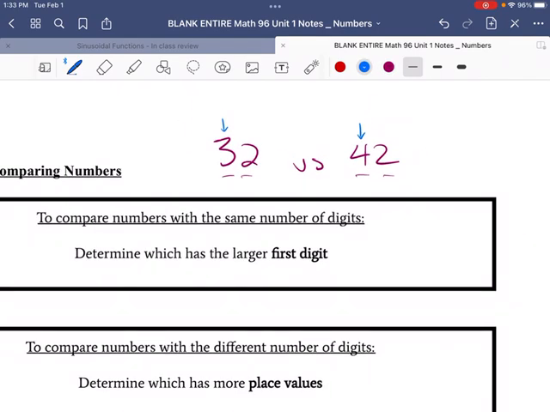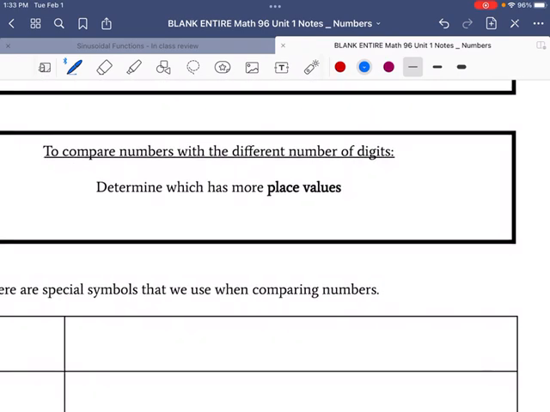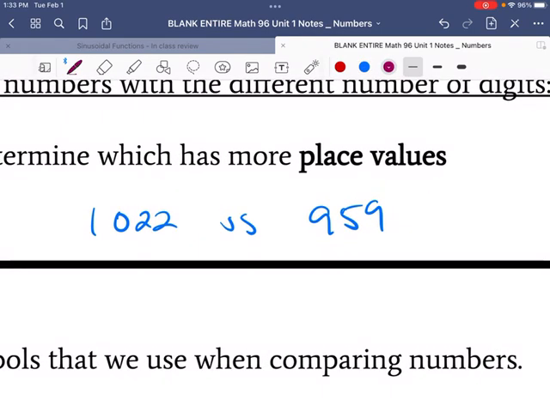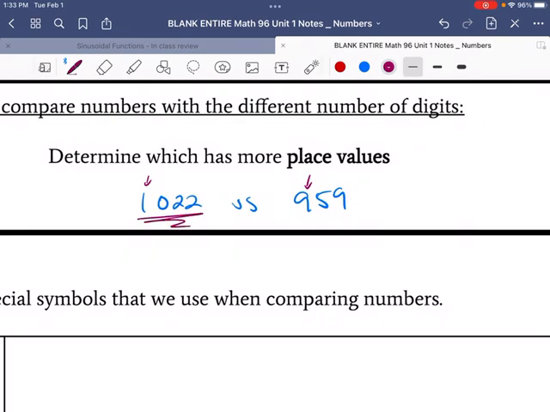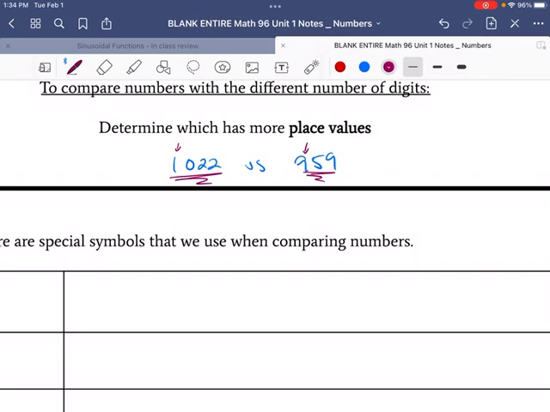Well, 4 is bigger. If they have a different number of digits, you have to determine which one has more place values. So you could have 1,022 versus 959. The first digit, 9, is bigger than 1, but 1,022 has more place values, okay? In the number 959, there's actually no number out front. So 1,000 is more than 959. We know that. So you look at how many digits there are.